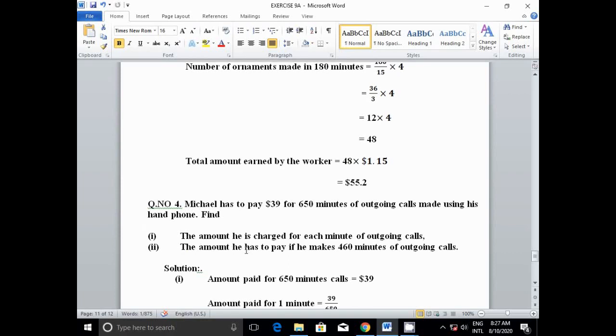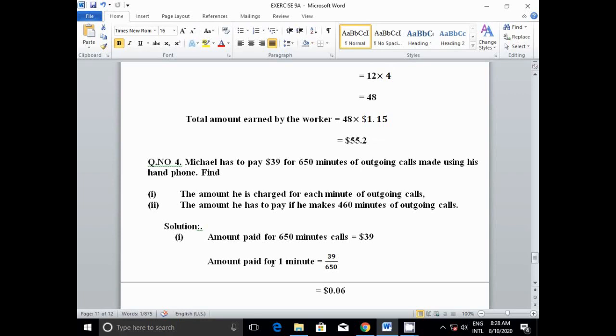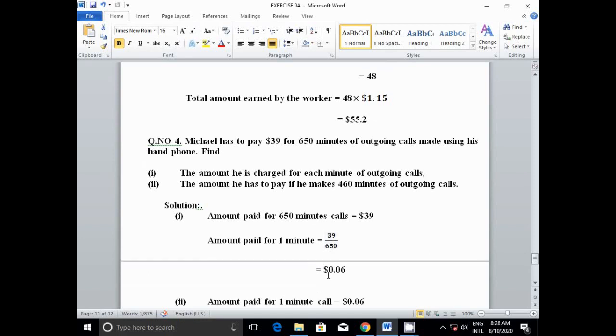Now we will start from the data given in the question, that is the amount paid for 650 minutes of outgoing calls, and we have been given $39. Now let's find the amount paid for 1 minute. This can be calculated by dividing $39 by 650 minutes. If we divide these two quantities, we get the quotient $0.06. Now $0.06 is the amount paid for each minute.